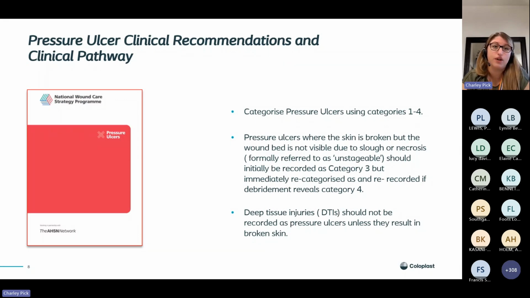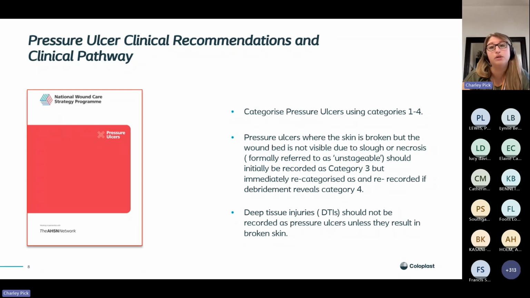Now, towards the end of last year, the National Wound Care Strategy Programme released their pressure ulcer clinical recommendations and their clinical pathway. Now, not everywhere has adopted these recommendations. They are only recommendations. It doesn't mean that NHS trusts or care homes have to adopt these recommendations, but what they have suggested is that we now categorise pressure ulcers using categories 1 to 4. So we used to have categories 1 to 4. We also had unstageable and we had deep tissue injury.